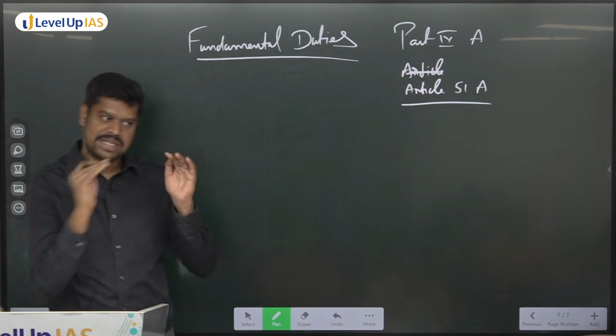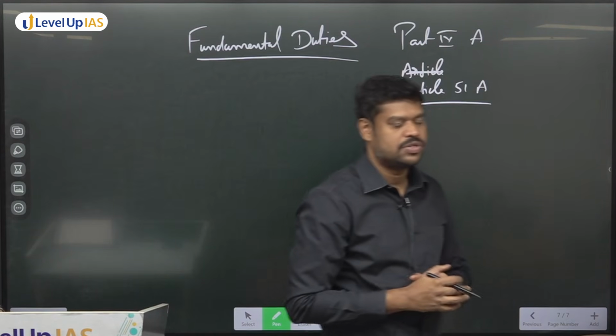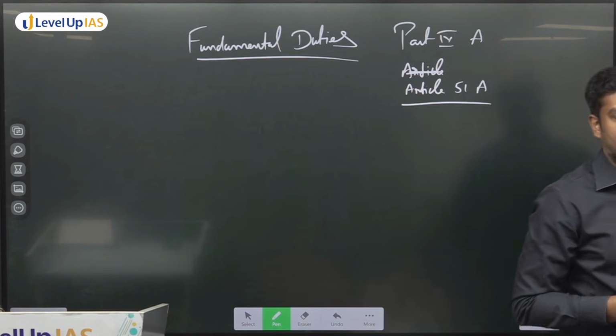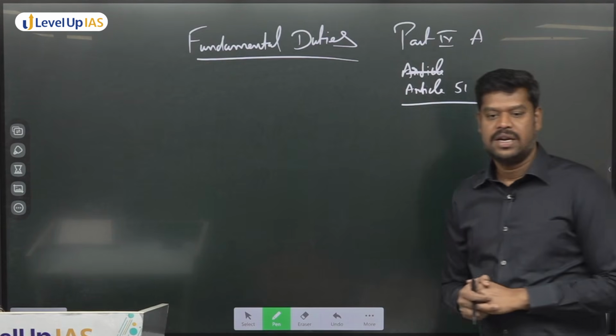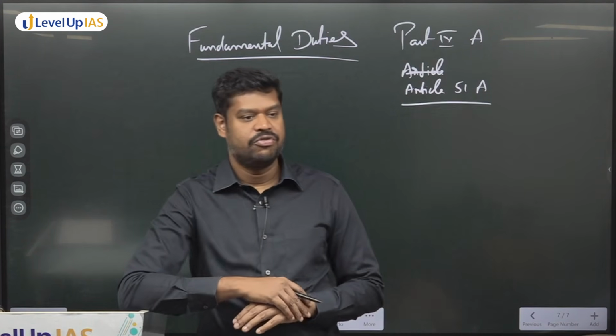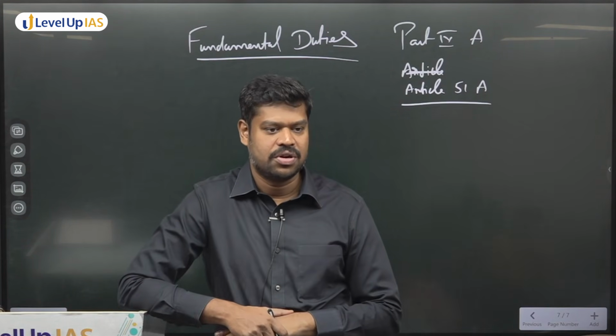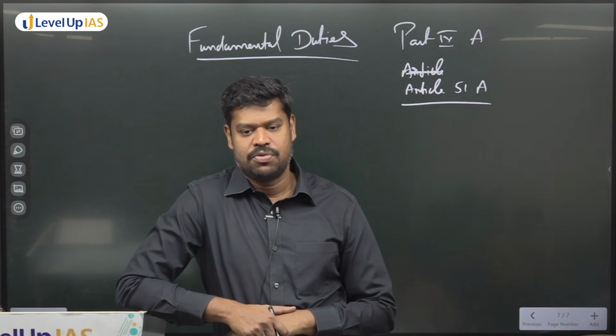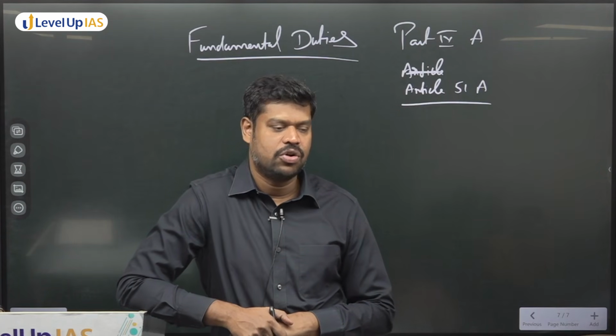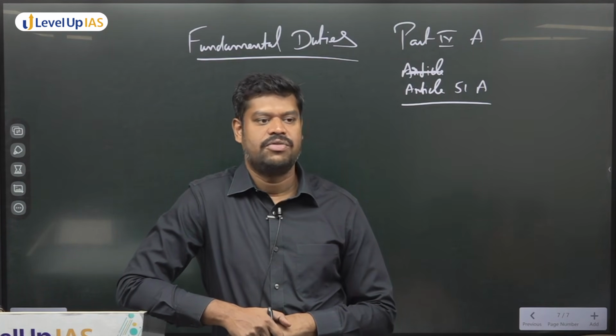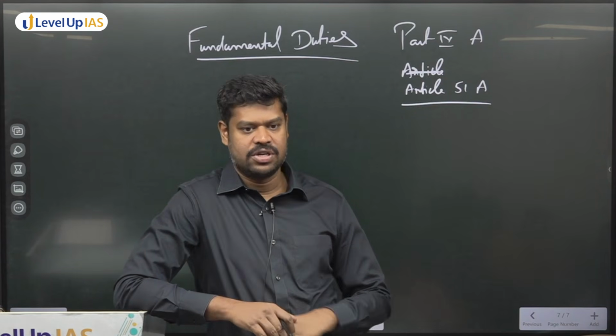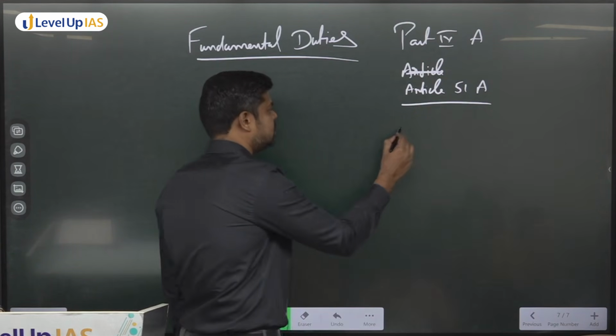Can anyone tell me when the fundamental duties were inserted into the constitution? 42nd Constitutional Amendment Act in 1976. Students always get confused between the 42nd and the 44th. Try to understand that the right to property was repealed by the 44th Constitutional Amendment Act, and the fundamental duties were inserted by the 42nd Constitutional Amendment Act in 1976.